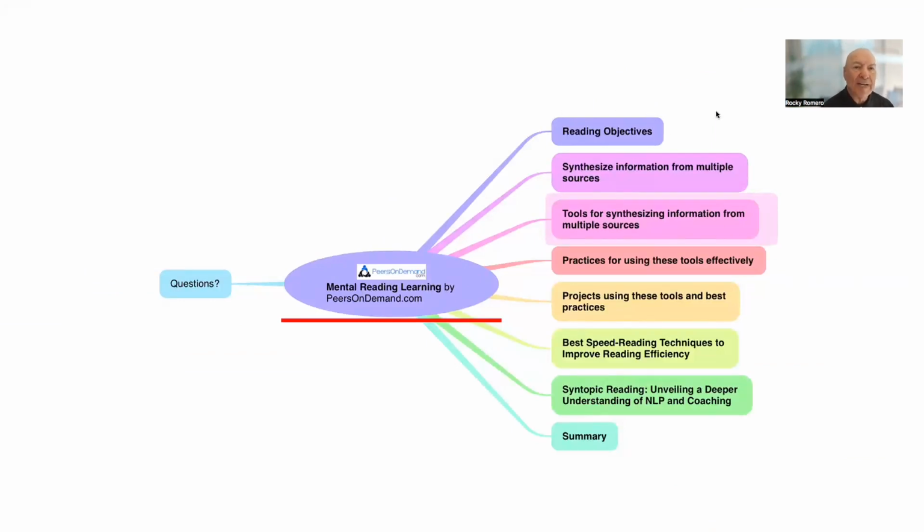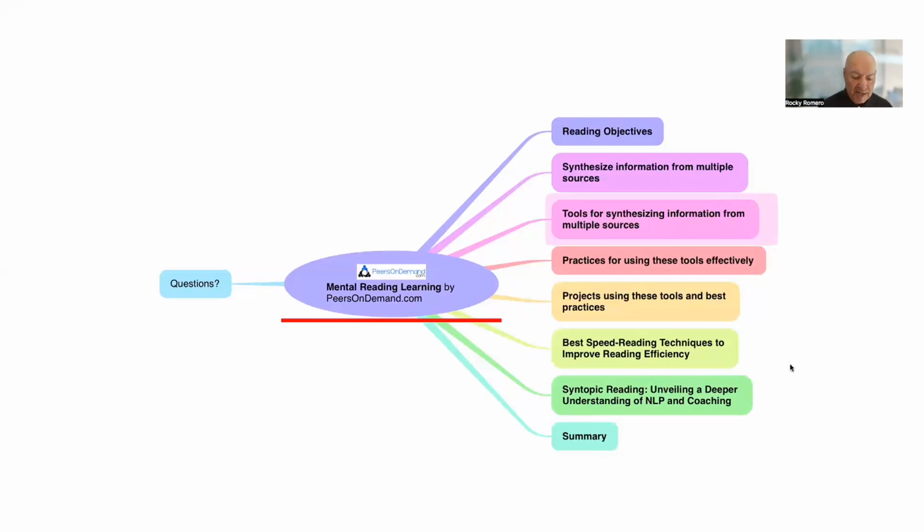We'll find out about reading objectives, how to synthesize information from multiple sources, tools for synthesizing that information, and practices for using those tools very effectively. And of course, projects we could use these tools for, best reading techniques, and how to improve efficiency. Something I learned when I was taking neurolinguistic programming is syntopic reading, which unveils a deeper understanding of reading by using multiple sources. And of course, we'll summarize shortly thereafter.